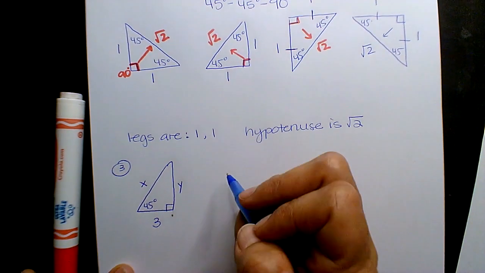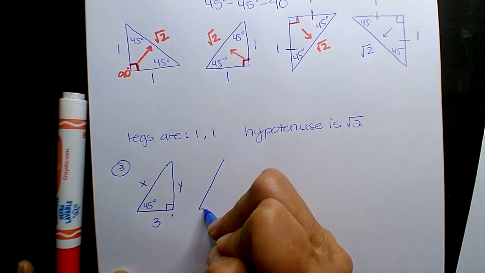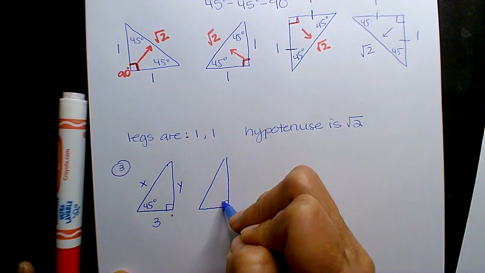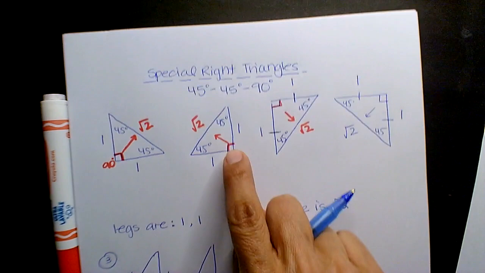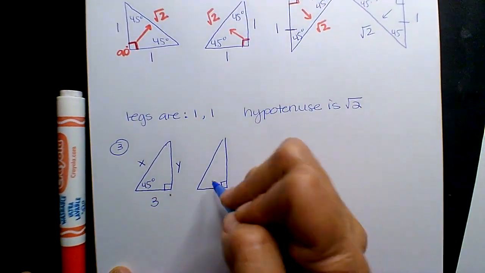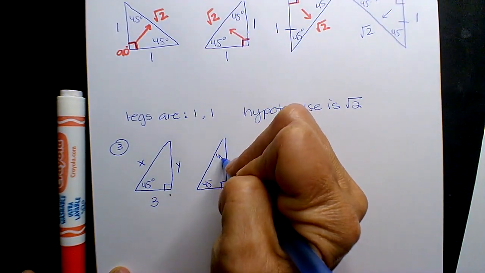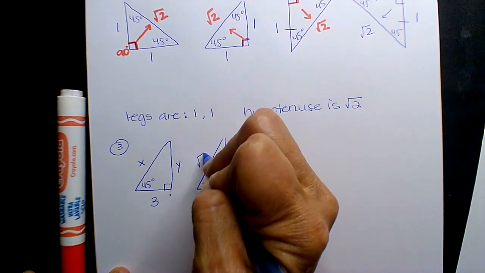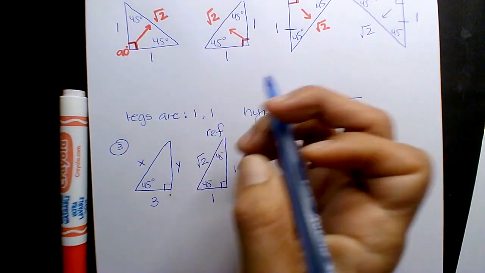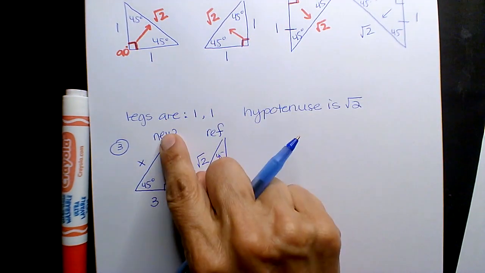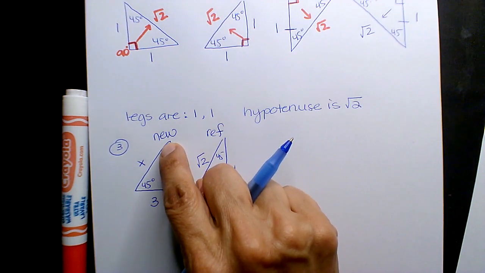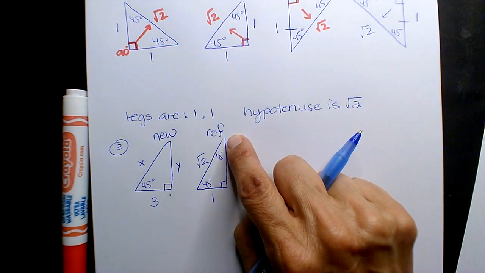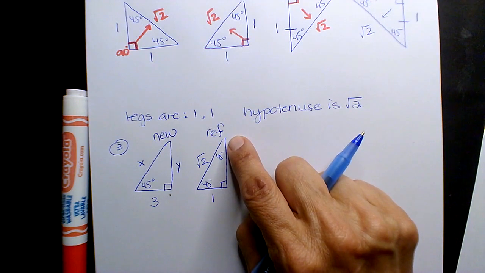So look. You're going to redraw a reference triangle, which is one of these. So I'm going to draw this one. It's a 45, 45. 1, 1, rad 2. This is your reference triangle. This is the new triangle that's on the worksheet. This is a reference, which is always 1, 1, rad 2.